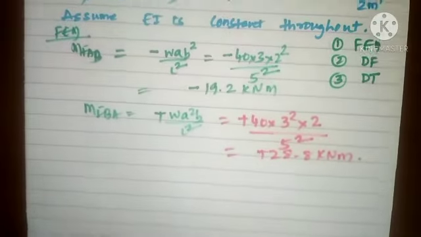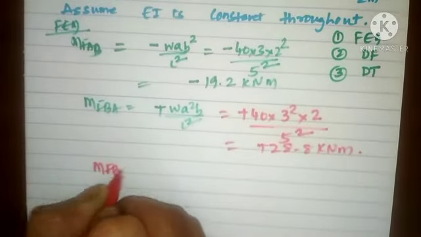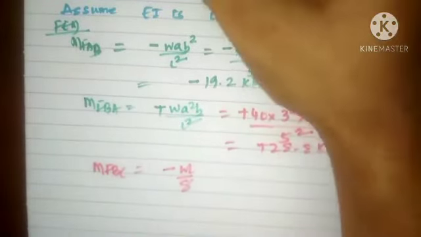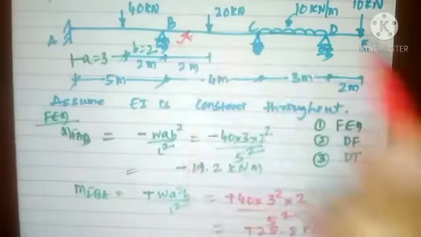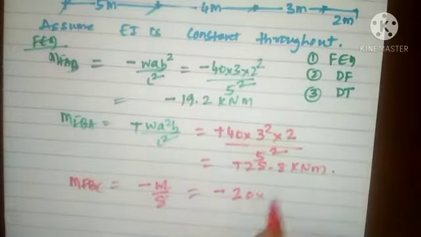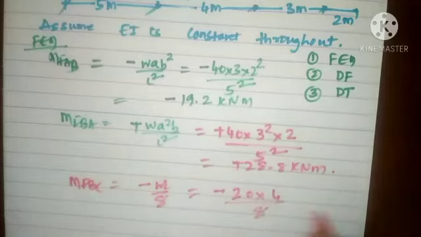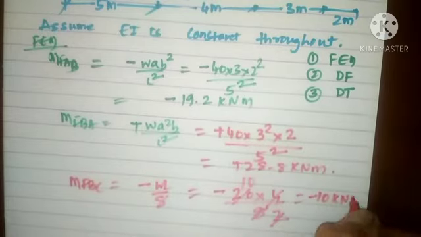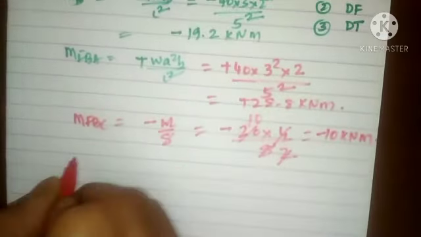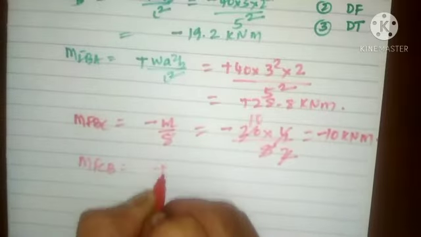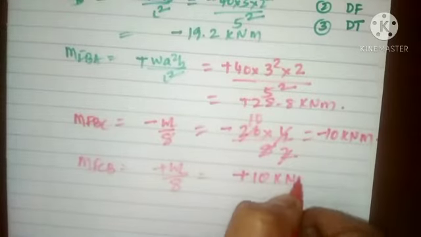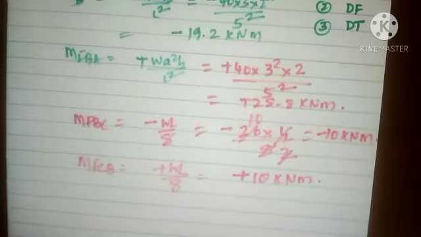Next is MFBC. When you calculate, the load is placed at the center, so the formula will be minus WL by 8, because at B it will be in the anti-clockwise direction, so minus. So minus of 20 into L, which is 4 meter, divided by 8. So the value is minus 10 kilonewton meter. Likewise MFCB is plus WL by 8, as the formula is the same, only the sign changes. So plus 10 kilonewton meter will be the fixed end moment for CB.